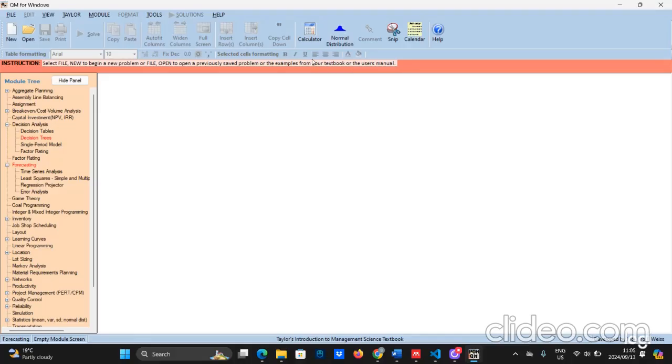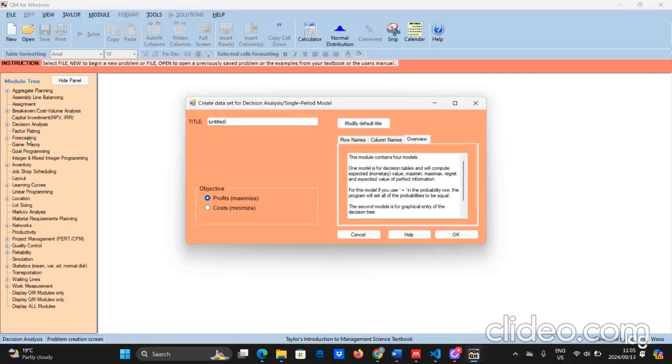Now under QM, we have different modules. On the left side, this side, we have different modules. In this case, since we're doing decision trees, we're going to go under decision analysis, and then we're going to select the decision tree.